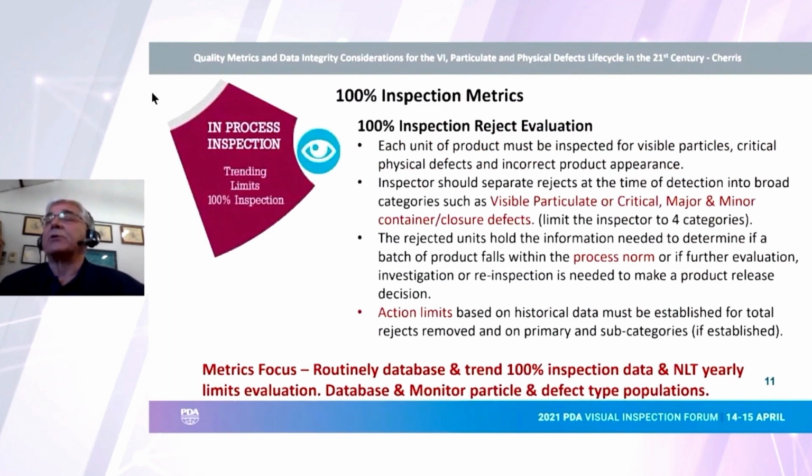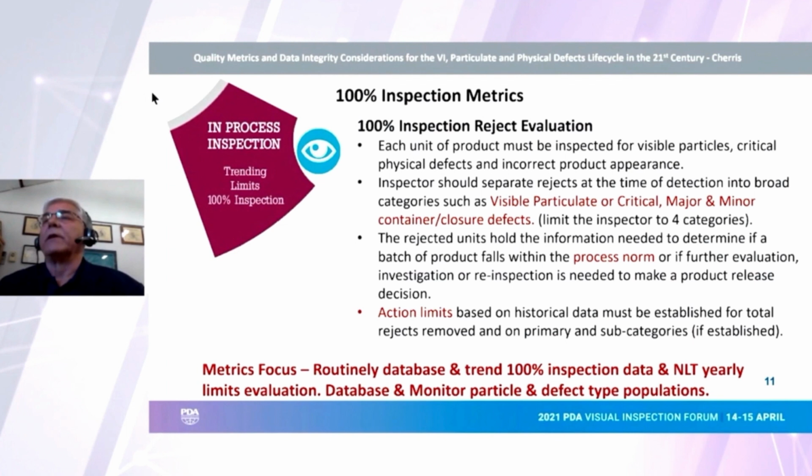The 100% inspection arena. The metrics involved here is that we must inspect each and every unit for visible particles, critical physical defects, and incorrect product appearance. The inspector should separate rejects at the time of detection into broad categories such as visible particulate, critical, major, minor, and container closure defects. But we should always limit the inspector to those 4 categories. Don't make them do too much.